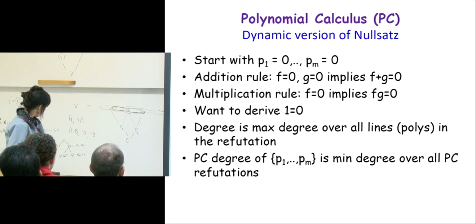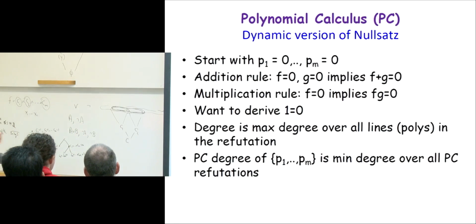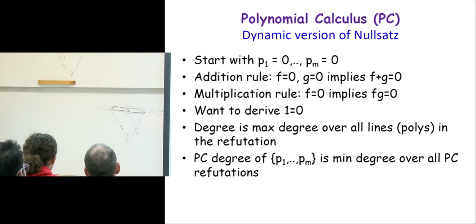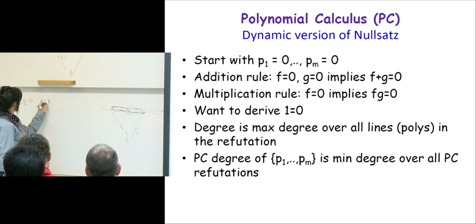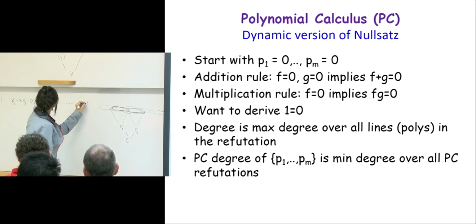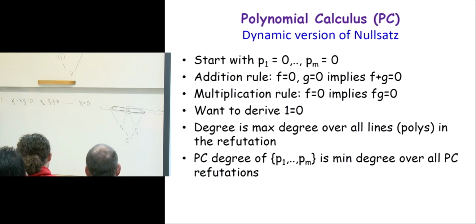A good example to see the difference between the two is induction. It corresponds to saying that x1 is 1, x1 minus x1 x2 equals 0, and so on. So this is like saying x1 is 1, x1 implies x2, x2 implies x3, dot, dot, dot, but xn is 0.